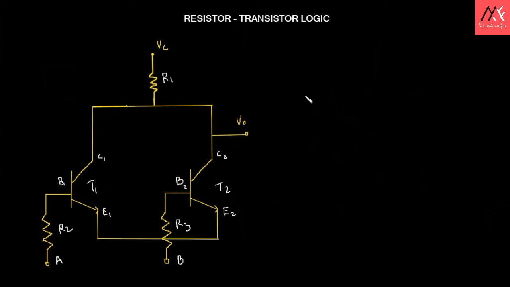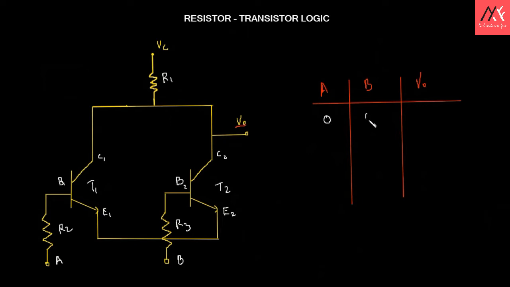I'll change the color so we can concentrate on the truth table. We have two inputs, A and B, and I'll draw a line here to form a table. The output is at V0. So we have three elements in the truth table. A and B are the two variables, and the possible combinations of zeros and ones will be 4. To begin with, it will be 0 0.